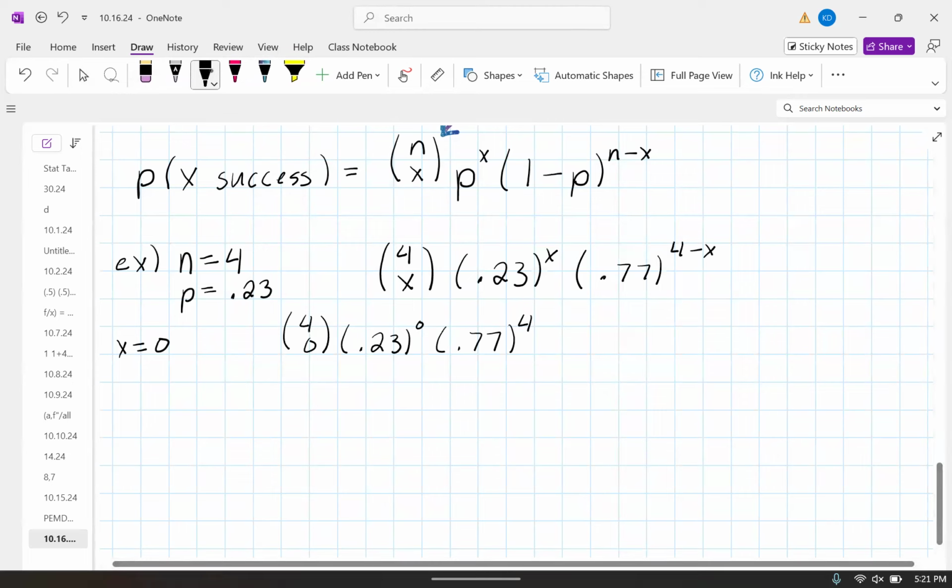Okay, you definitely want a calculator for these guys because they stink otherwise. Use your nCr button to figure out 4 choose 0. I know that one because it's a common one. So see if you can figure this out.